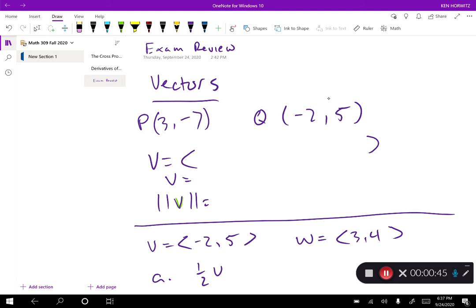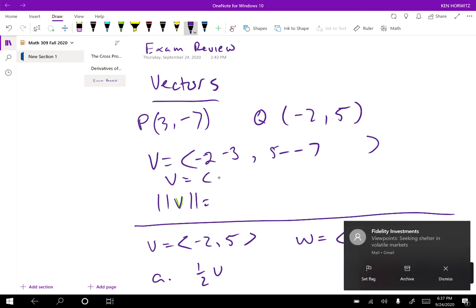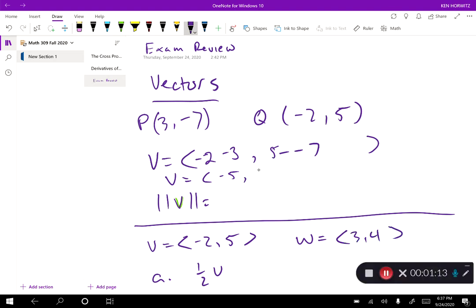So in order to get the vector from these coordinates, you do final minus initial. So -2 minus 3 and 5 minus -7. When I do -2 minus 3, I get -5. When I do 5 minus -7, I get 12. And there is my position vector.